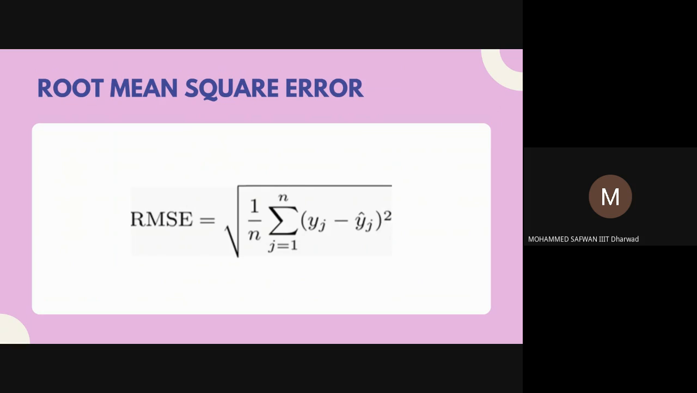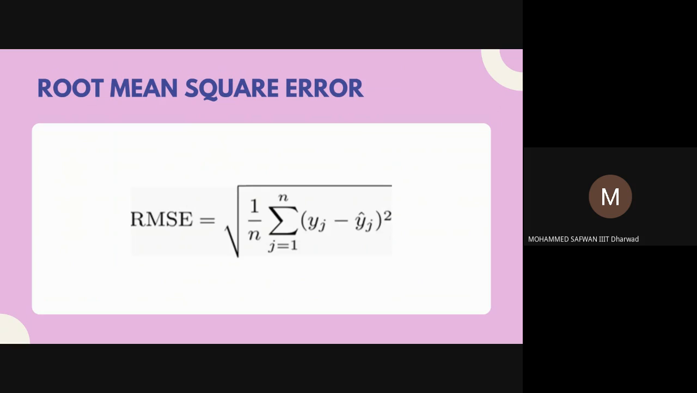Root mean square error, the RMSE, represents the square root of the second sample moment of the difference between predicted values and the observed values. This deviation is also called residuals. This basically tells us how concentrated the data is around the best fit line.